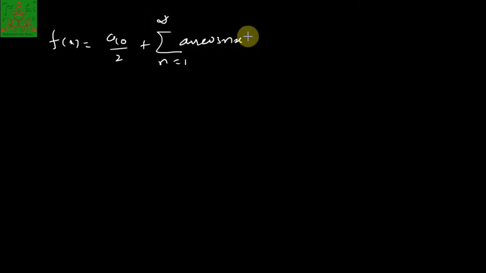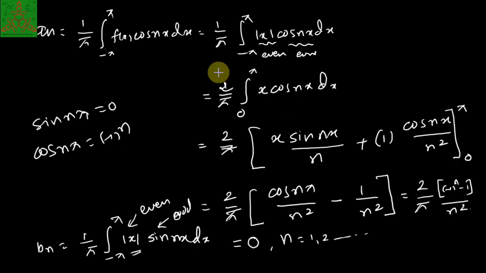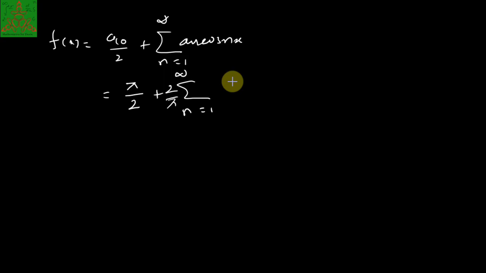Hence, your Fourier series we can write as a0 by 2 plus summation n running from 1 to infinity an cos nx, because bn is 0. Substituting the value of a0, which is pi, and the value of an which we have calculated previously, which is 2 by pi, minus 1 raised to n minus 1, upon n square, into cos nx. This is the required answer to calculate the Fourier series of the function f of x is equal to mod x. That's it for this video.